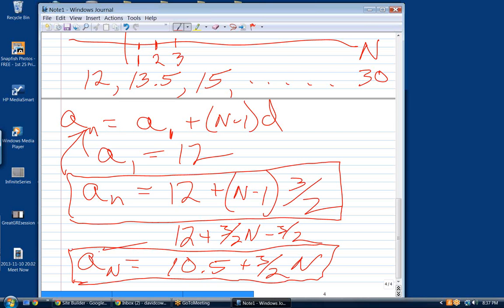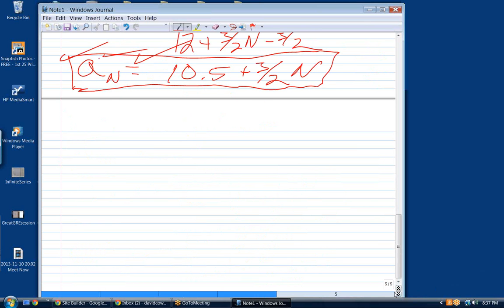But notice how this looks different. In other words, the general formula is always n minus 1 times d. So when you know what the common difference is, you have to distribute this, and you end up with a final form that doesn't look like this. It's no longer n minus 1 times d. Okay.